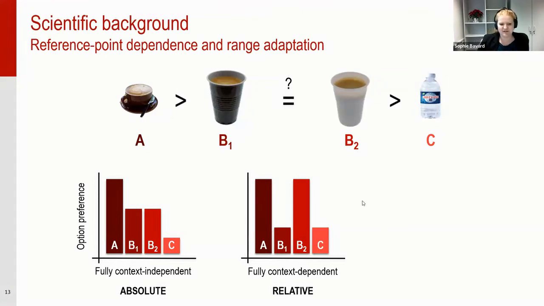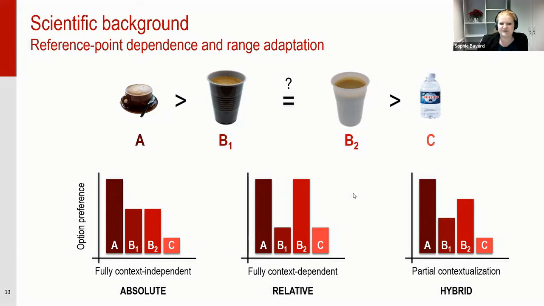And finally, we might have a hybrid encoding, which predicts a partial contextualization of the option values. So we can see that this is decreasing, but we still have this inversion here, depending on the context in which the options were.